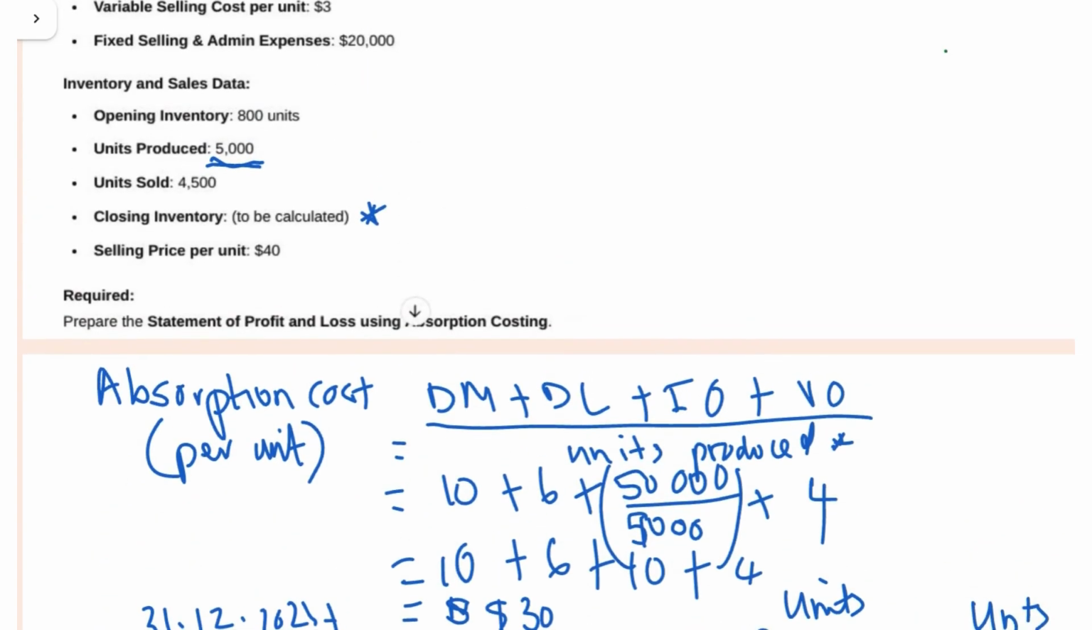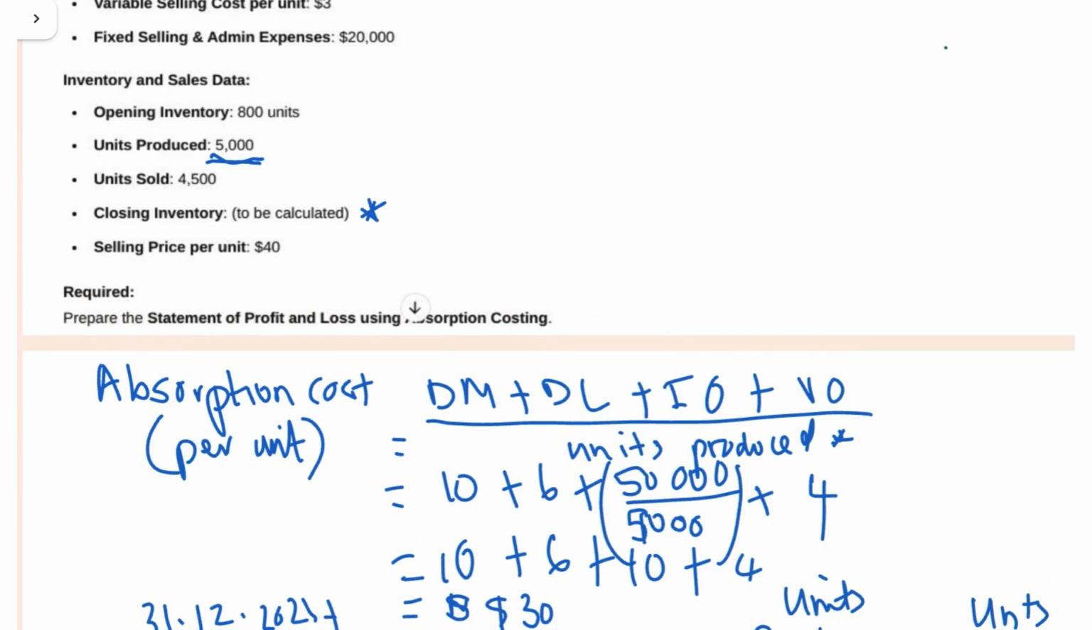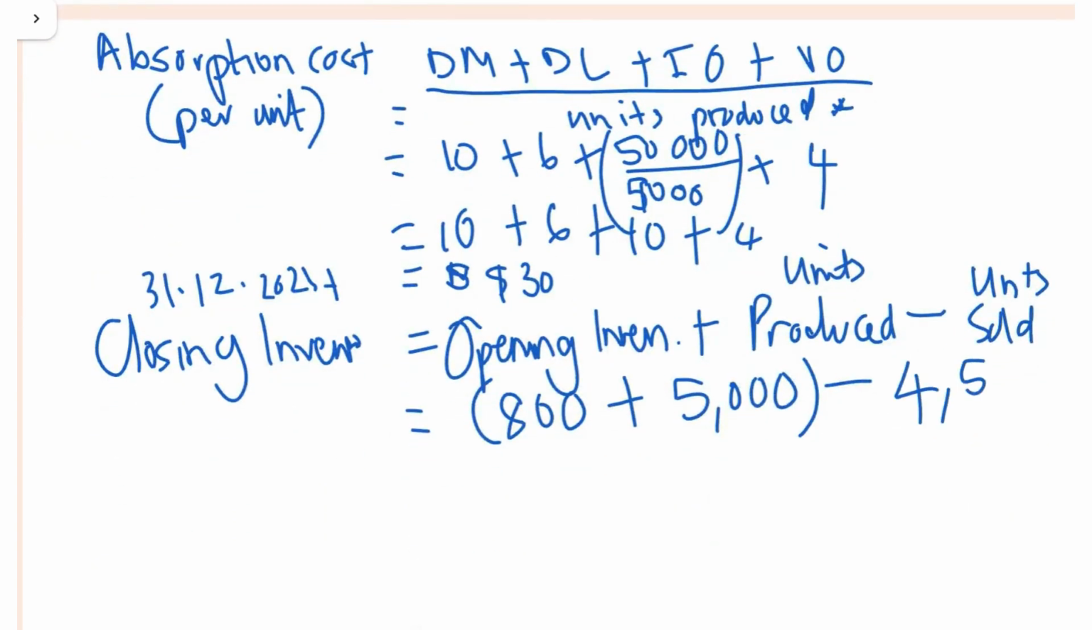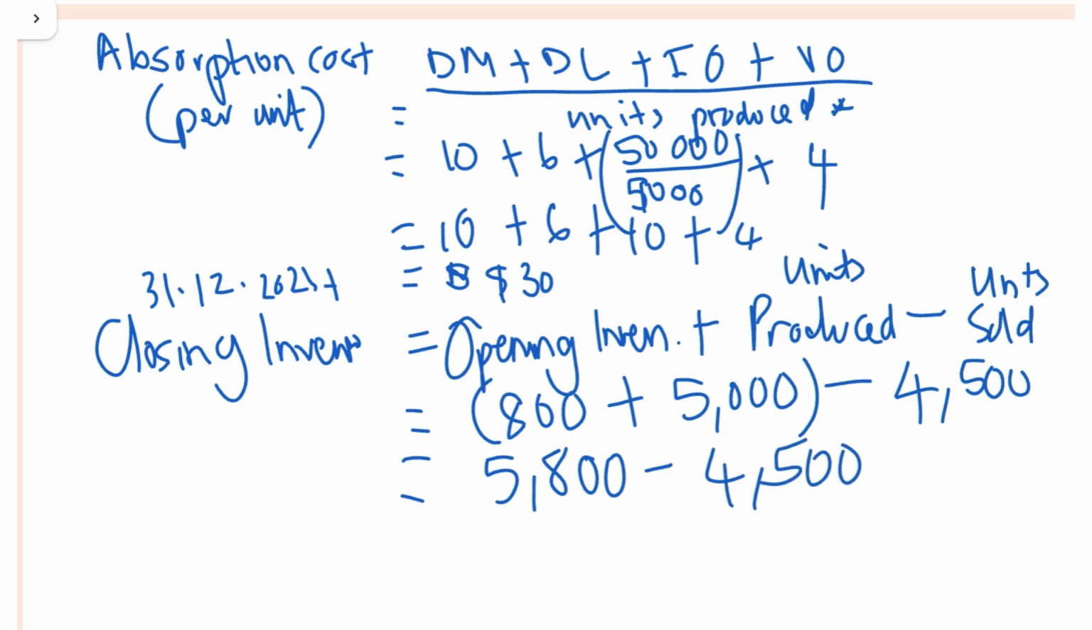Now we have to deduct the units that we sold, because for closing inventory we want to find out how much inventory we have at the end of the year. So we sold 4,500 units. At the beginning of the year we started with 800 and we produced 5,000 units, so we had 5,800 units. Then we sold off 4,500 units, so that will be 5,800 minus 4,500, so we are left with 1,300 units.